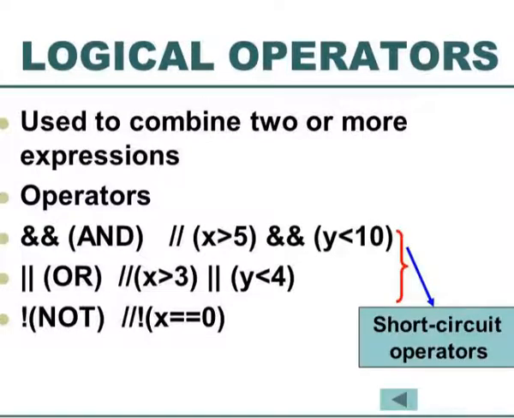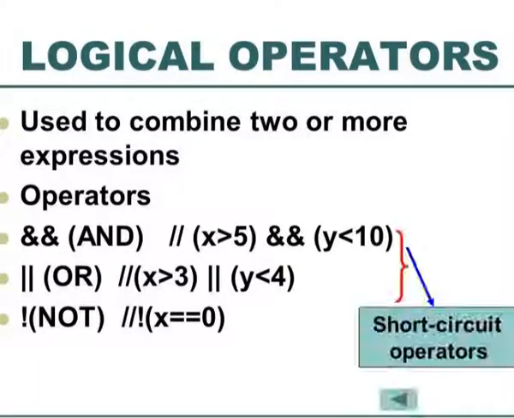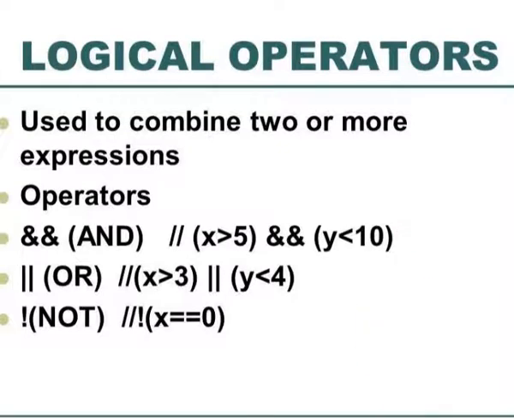Similarly, in this OR operator, when the compiler is executing this expression, if it identifies that x is greater than 3 is true, it will accept that the whole expression is true, because in the OR truth table, if any one operand is true, the entire expression is true. So, these two operators are called short circuit operators because by evaluating the first expression itself, in the AND case if it is false, it will not evaluate the second expression. In the OR case, if it is true, it will not evaluate the second expression. So, it is a shortcut way of evaluating the entire expression. So, this AND and OR are called short circuit operators.